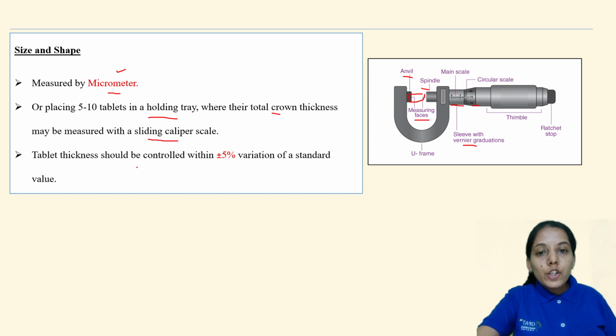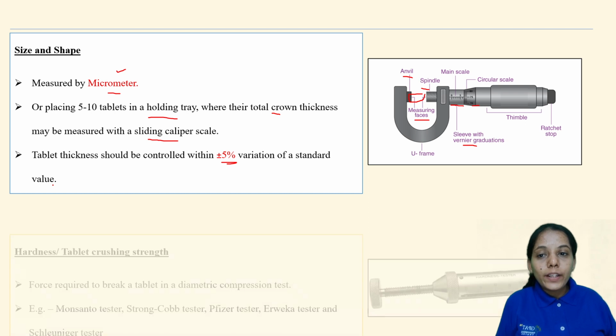So tablet thickness should be controlled within plus minus 5% variation of a standard value. So whatever the 5% variation is there of a standard one, that has to be maintained. For example, if the standard is 20 mm, then the diameter has to be controlled within 20 plus minus 5%, within that range only.